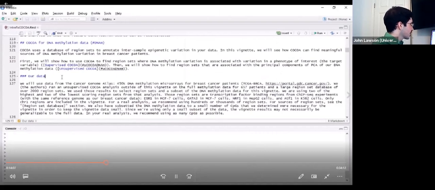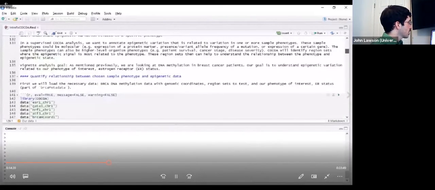All right, so our first example will be related to what I showed you in the presentation. We're going to look at DNA methylation data for breast cancer patients from the Cancer Genome Atlas. And we're going to do both the supervised and unsupervised analysis. This time we'll start with supervised. But let me first go over the data with you.